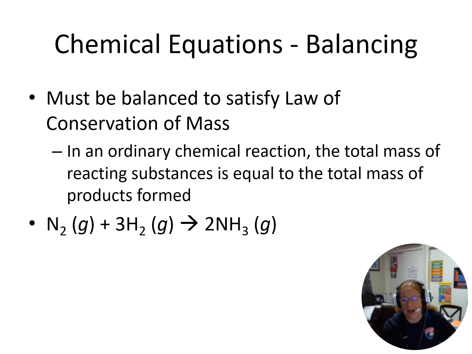Again, we have to balance. We need to satisfy the law of conservation of mass. We're talking about an ordinary non-nuclear reaction, so whatever we put in needs to be what we get out. The mass of my reactants needs to equal the mass of my products. The total number of each element on my reactant side needs to equal the total number of each element on my product side. So when I look at that ammonia one again, I've got nitrogen and hydrogen.